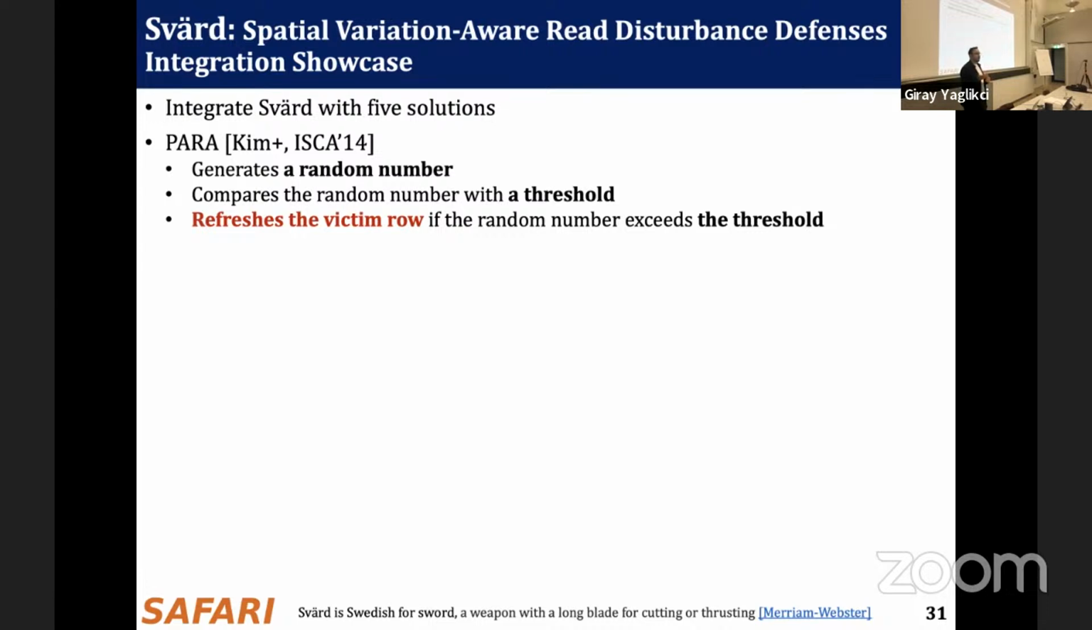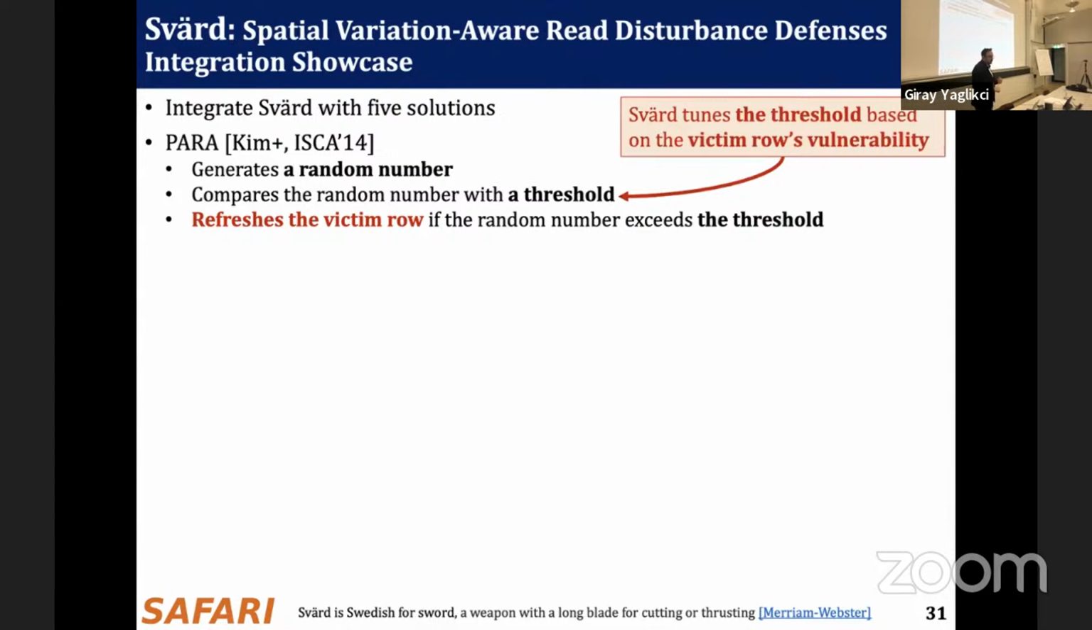If you remember from yesterday, what PARA does is that when a row activation comes, it generates a random number, and based on that random number, it refreshes the neighboring victim rows or not. To make that decision, you generate a random number and compare it against the threshold value. And what Svärd does is tune this threshold value.